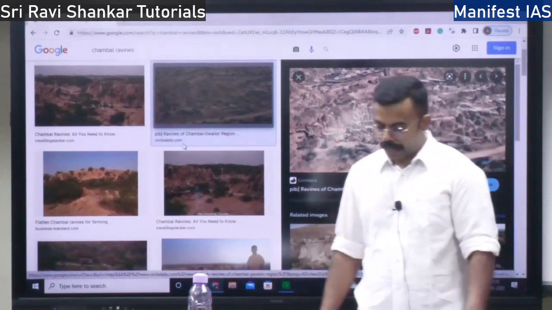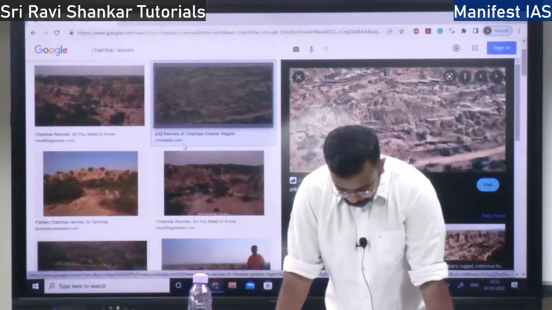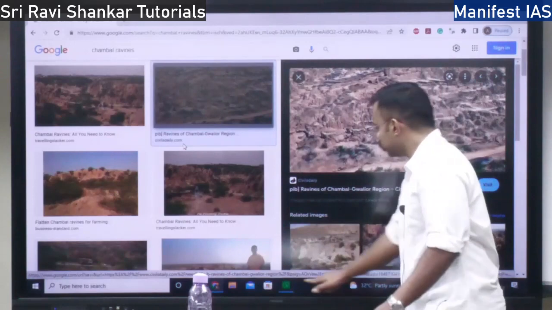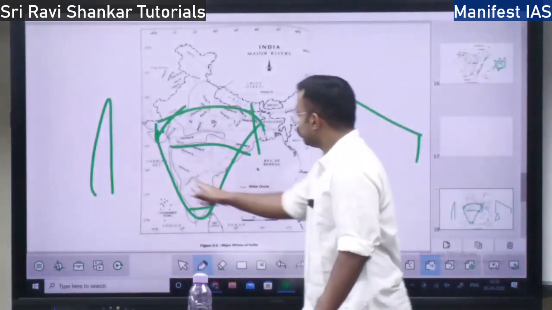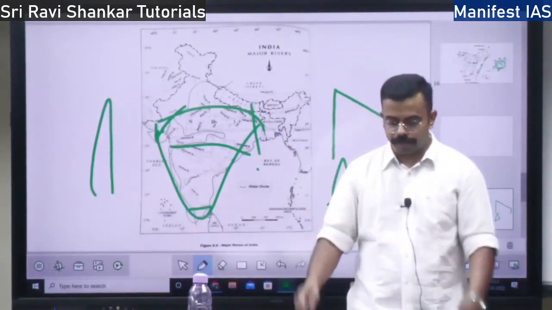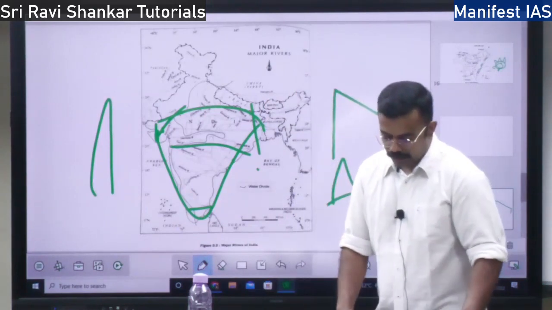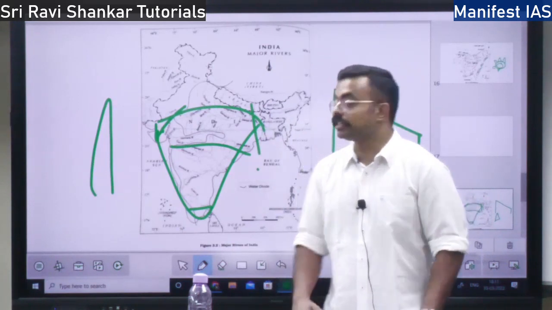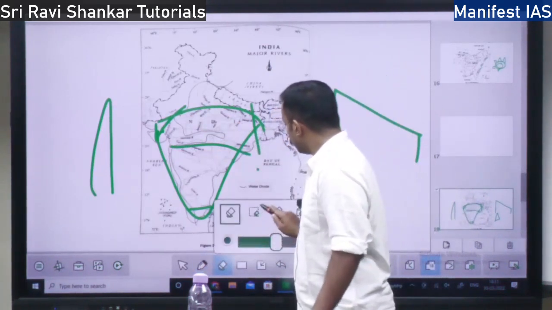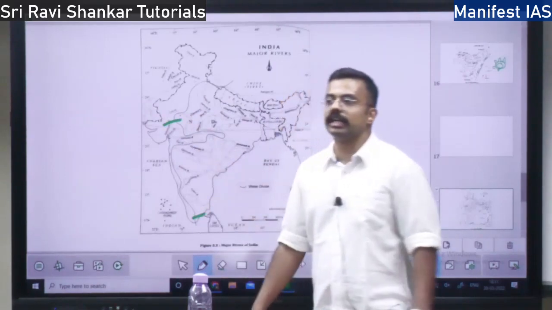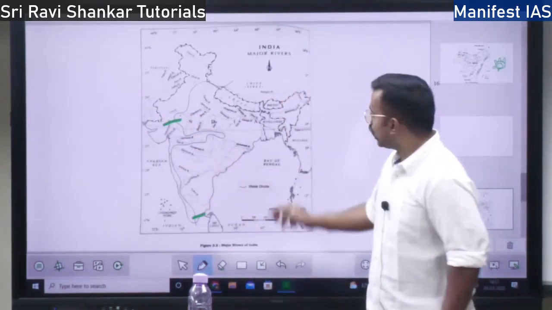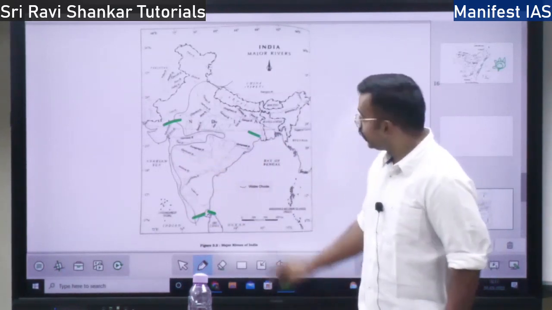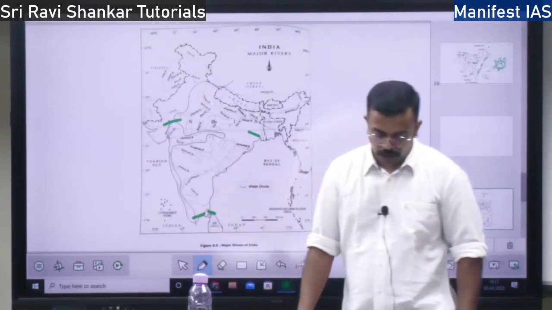Next, you have the Deccan plateau. The Deccan plateau is bounded by the Western Ghats and Eastern Ghats. See, this Western Ghats has very good height and it is continuous, from here to here. Whereas the Eastern Ghats is discontinuous, it has broken, right? And it is of low height.